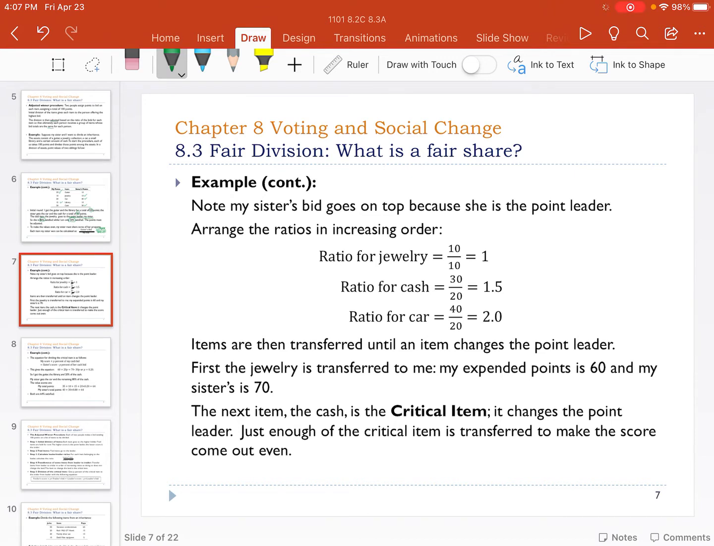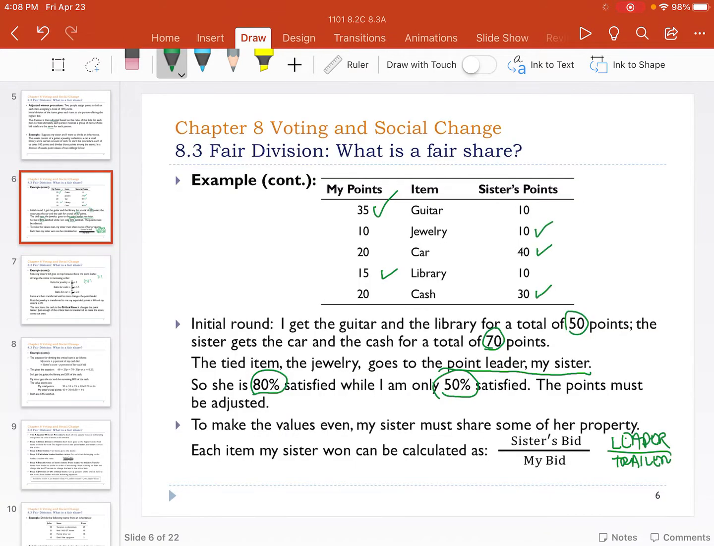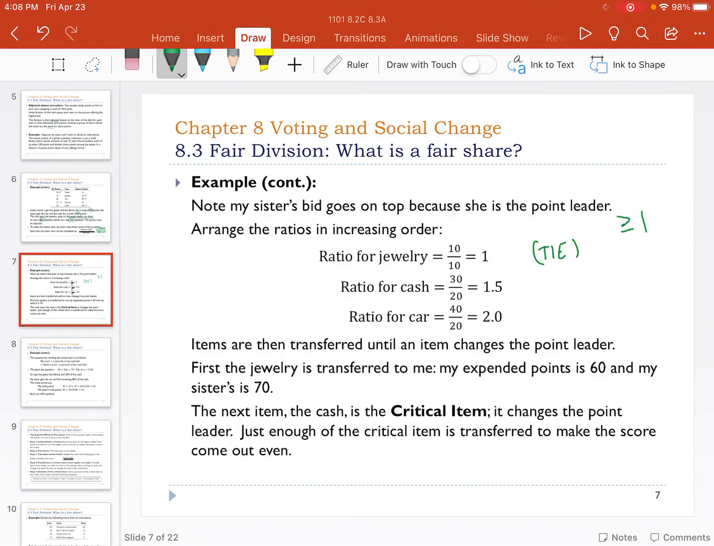Point leader always goes on top. And so we arrange the ratios in increasing order. The ones that are still up for grabs, we can't look at the other slide at the same time. But it was a tie for the jewelry. So the ratio is actually 1. 10 versus 10. So that indicates it's 1. By the way, the ratio will be greater than or equal to 1. It cannot be less than 1 because the leader, as we said, goes on top. If you look at the bottom of the screen there. So you can't have a number less than 1. 1's the smallest it can be, that's a tie.